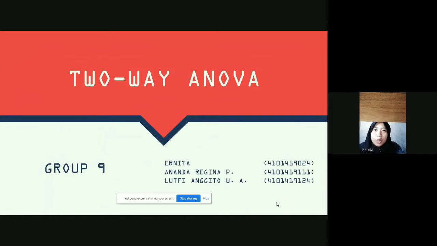Assalamualaikum warahmatullahi wabarakatuh. We are from Group 9. In this meeting, we will present about two-way ANOVA. But before that, let us introduce ourselves.